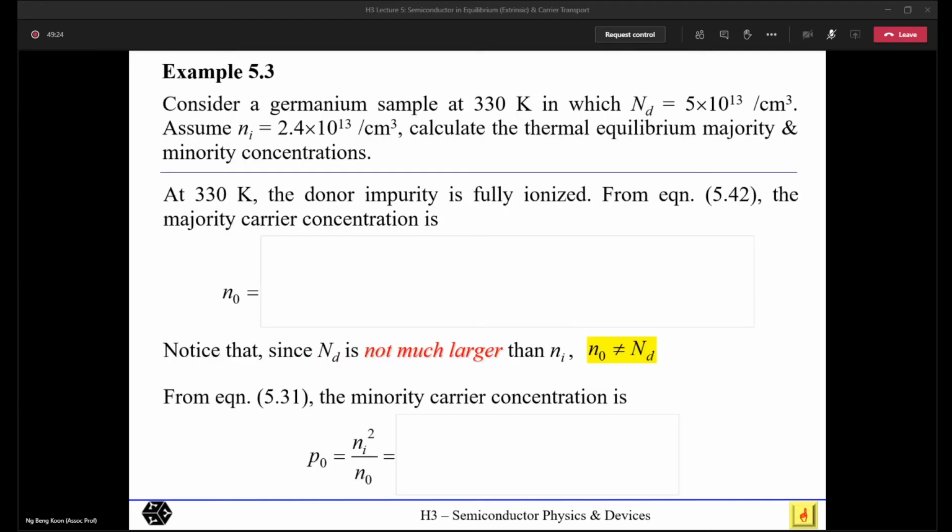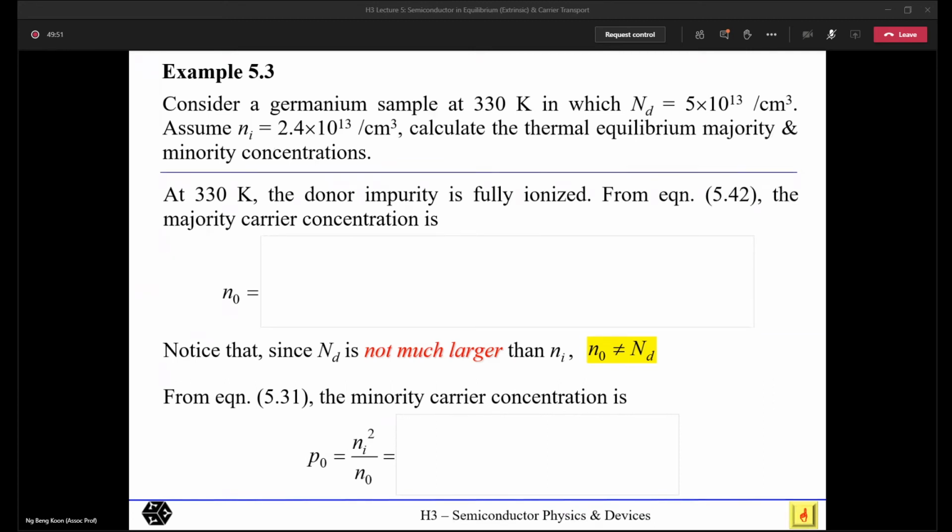Now let's look at another example. Suppose we have a germanium sample and we dope with, again, donor impurity atoms. In this case, ND is 5 by 10 to the power 13 per cubic centimeter. The intrinsic carrier concentration of germanium is 2.4 by 10 to the power 13 per cubic centimeter. Calculate the thermal equilibrium majority and minority carrier concentrations.